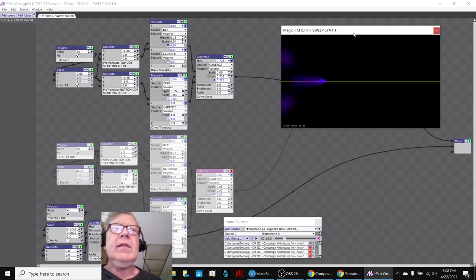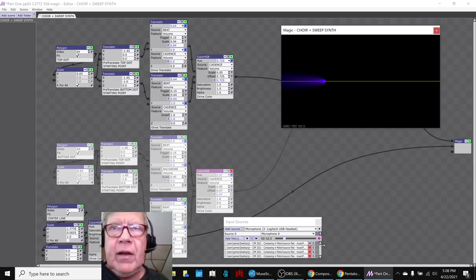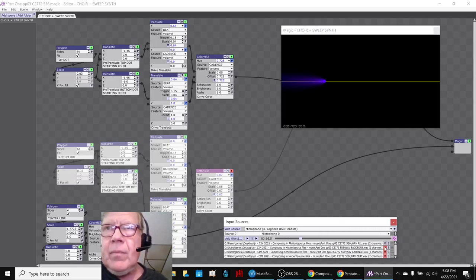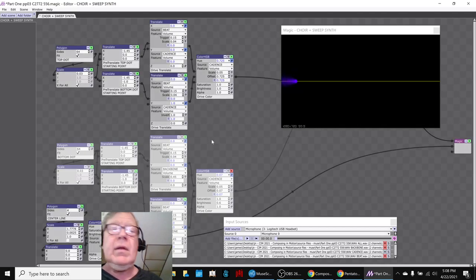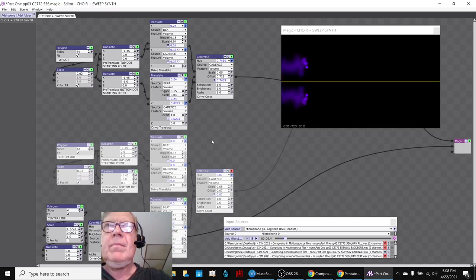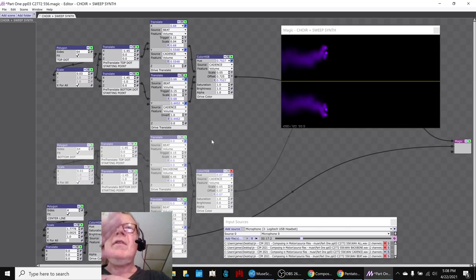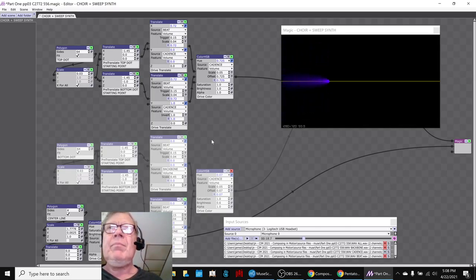We could solo it. Let's solo that. We're playing the whole thing right now. Let us solo just the cadence. And the cadence, if you recall, we'll rewind. So this is fast attack and a lot of variation in volume, which is what is making it pop up and down like that.